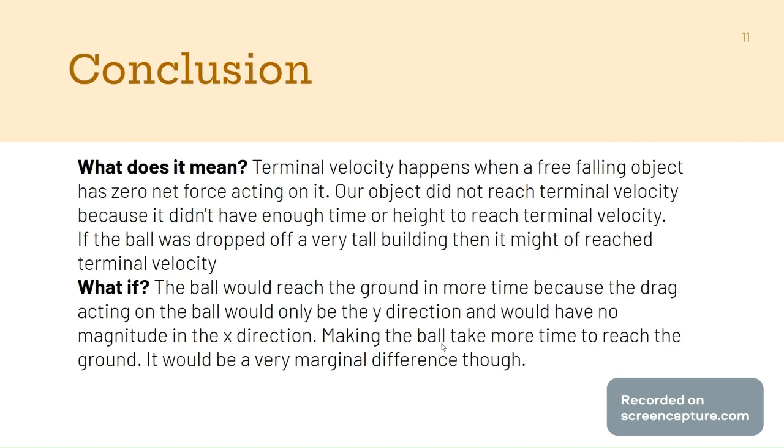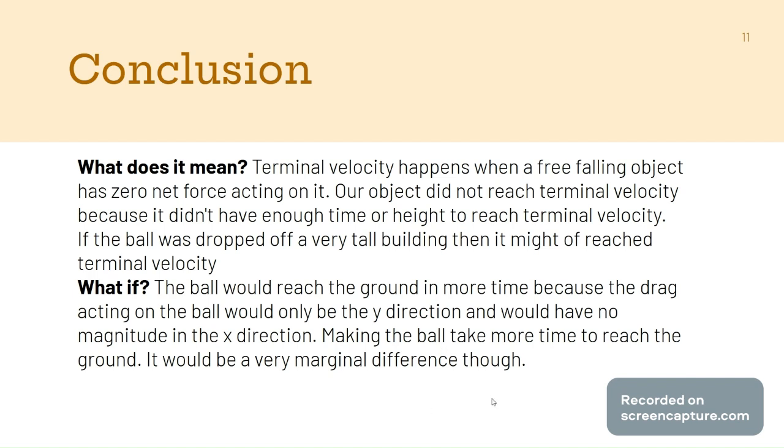And then by conclusion, what does this mean? So the definition of terminal velocity is when a free-falling object has zero net force acting on it. Since ours was about a second video, it did not have enough time or height to reach terminal velocity. If we were to do that, we would have had to drop our object off of a very tall building and let it fall for multiple seconds to get to where F drag is equal to F grav. That's how F net would be 0.